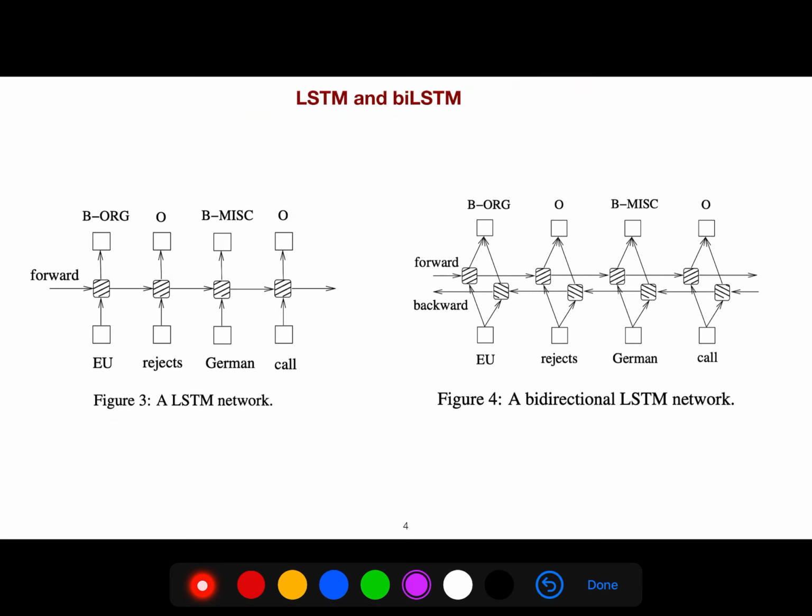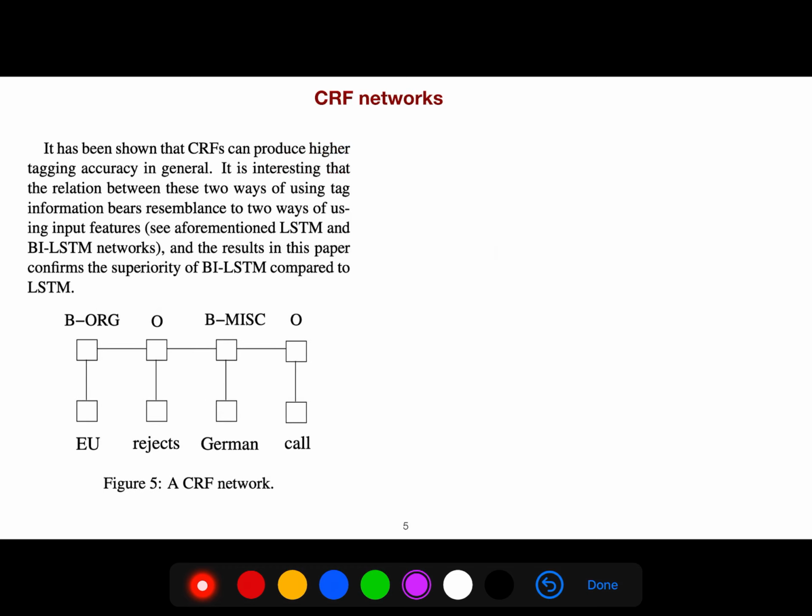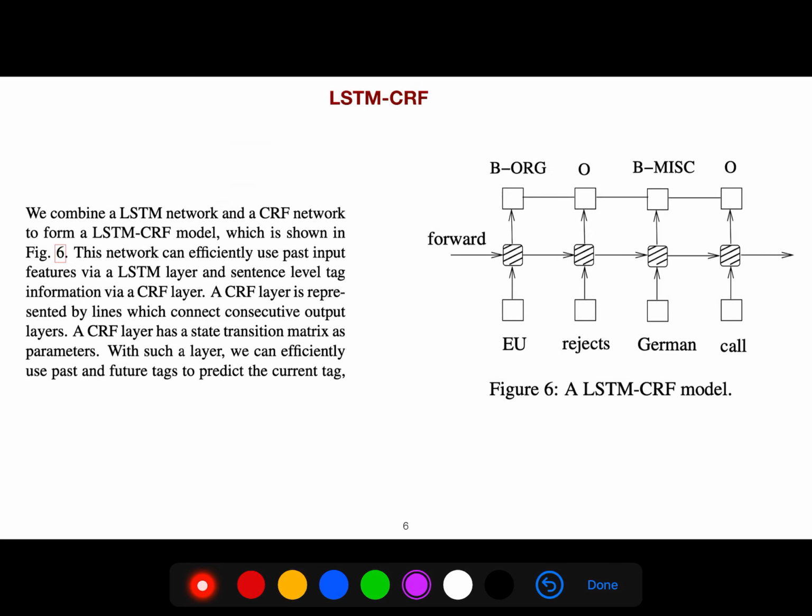And so this is an architecture of bi-LSTM here. And the CRF network uses this. I have explained conditional random field in my playlist for conditional random field. And this is the LSTM-CRF configuration.